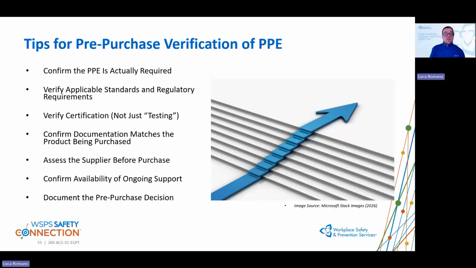We should confirm that documentation matches the product being purchased itself. We should also assess the supplier before we purchase. So we want to do all our vetting and all of our homework up front as much as possible. We also want to make sure there's ongoing availability from the supplier throughout the process, so that if we have questions, there's a level of collaboration provided, as well as answers to questions you might have. You should also document all of this so it supports your pre-purchase decisions, as well as acts as a record towards due diligence.